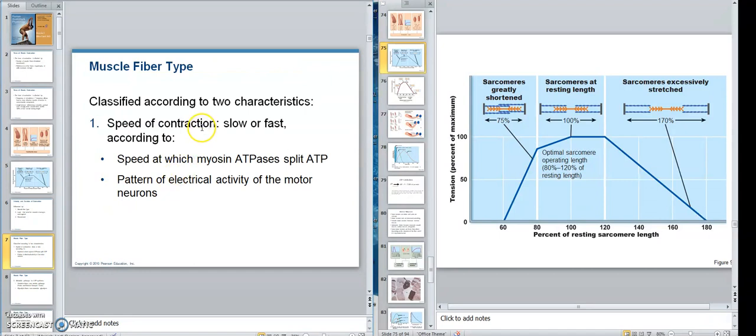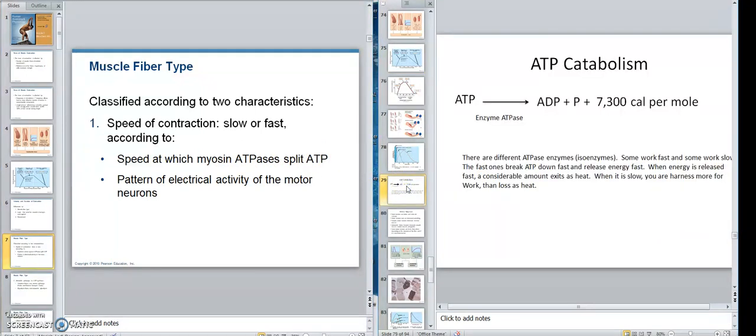All right. Muscle fiber type, classified again by two characteristics. Speed of contraction, slow or fast, according to the speed at which myosin ATPases split ATP. Let's go over here. All right, here's ATP catabolism, breaking it down. ATP breaks down to ADP plus P plus about 7,300 calories per mole. Remember, a mole is 6.02 times 10 to the 23rd. You need the enzyme to break it down effectively.